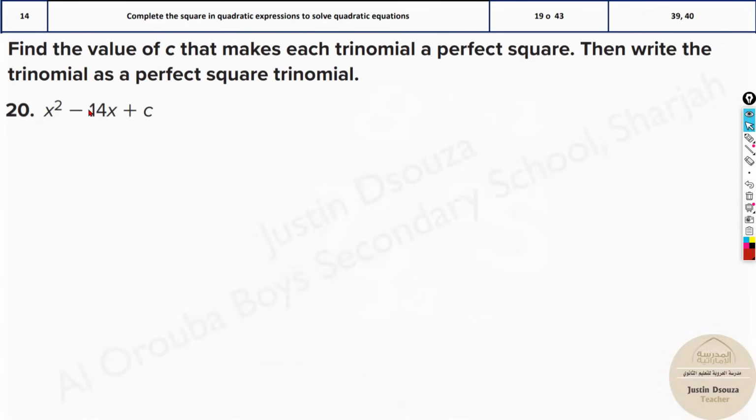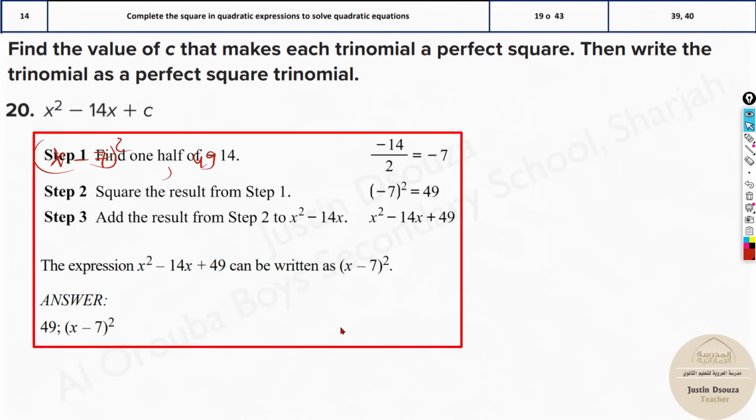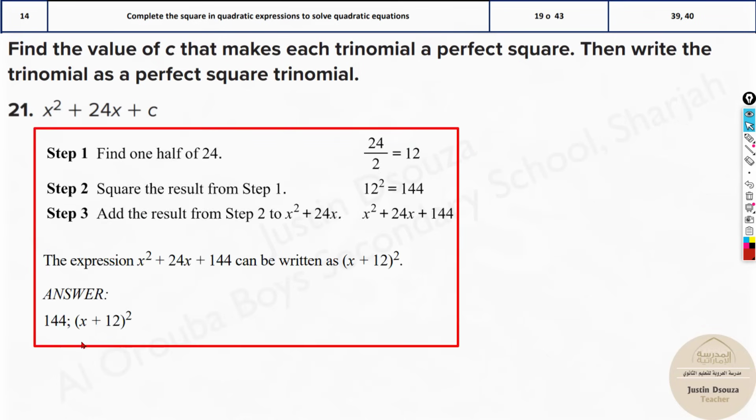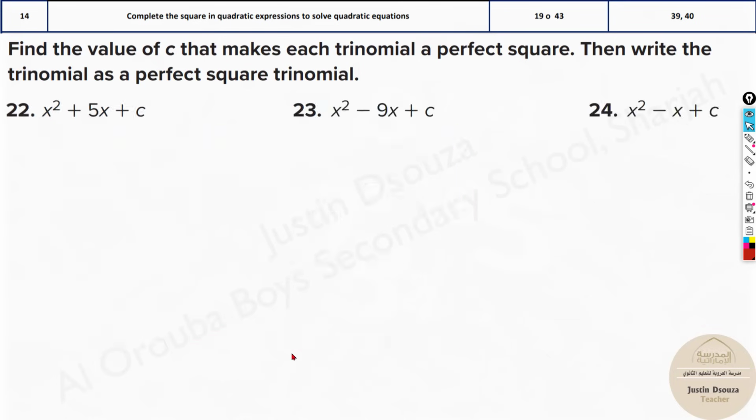Now looking at this, I can say the c value will be square of half of this. 14 means 7 square is 49. And the perfect square trinomial will be x minus 7 the whole square and 49. That is the answer. So here 49 and x minus 7 the whole square. What about this? It will be 12. It will be x plus 12 the whole square and the c value is 144. Square of 12 is 144.